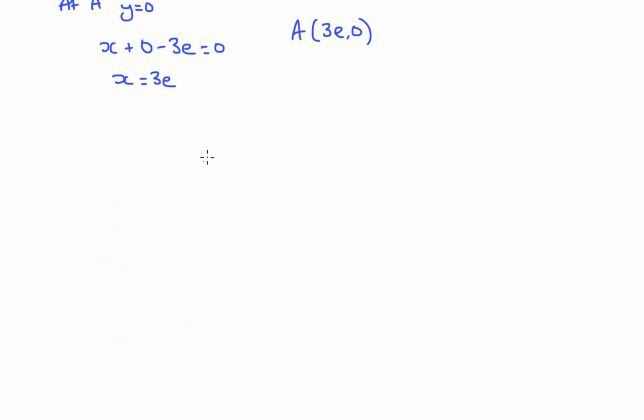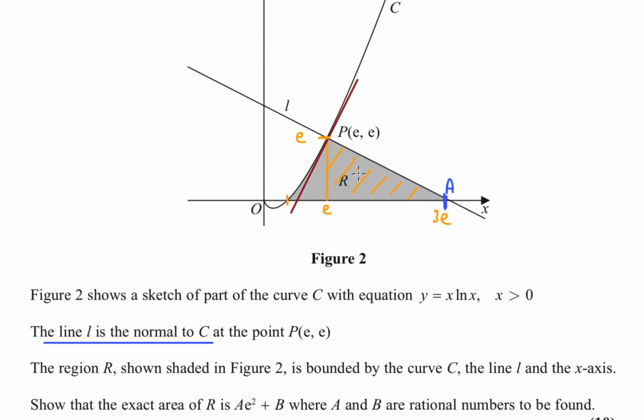So we've got a right angle triangle that has a height of E. It goes from E to 3e, so it has a width of 2e. So the area of that triangle is going to equal half times the base times the height. The 2's are going to cancel, and that gives us an area of E squared. So that area is E squared. So that's half the job done. We've already found a part of the area of the region. Now we need to find this area here.